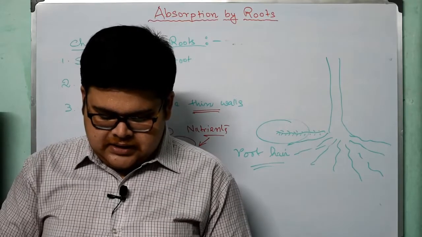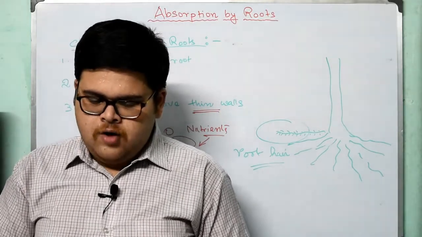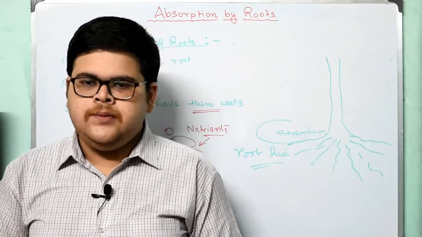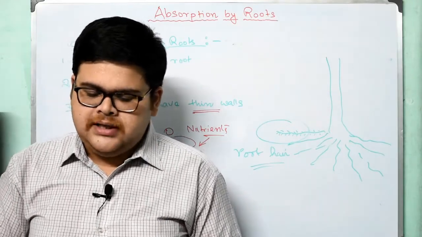This characteristic is an important requirement to draw in water from outside, that is the occurrence of osmosis, which is described later. So we will be studying about osmosis in the later part of this particular chapter. Root hairs have thin cell wall.